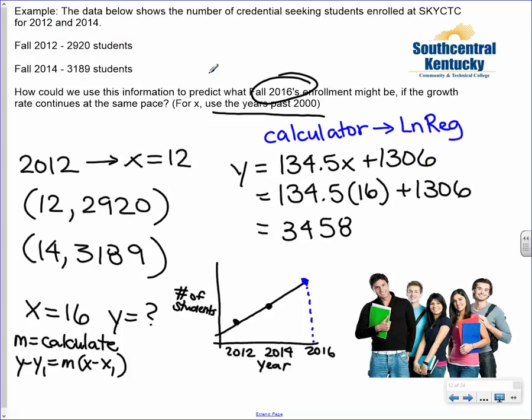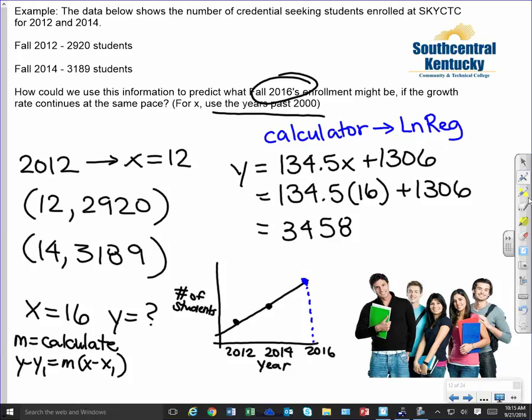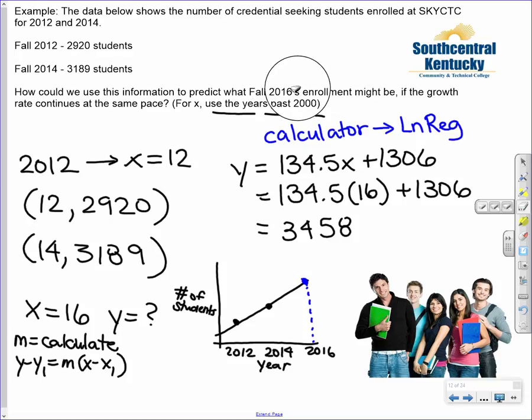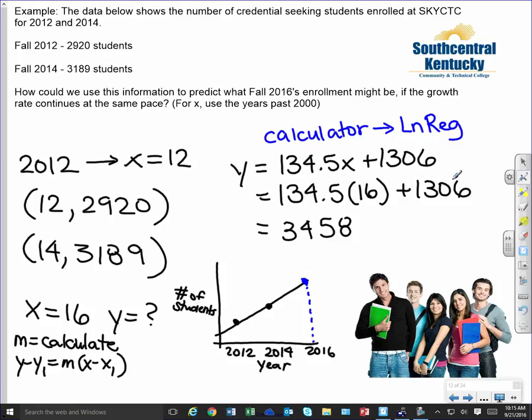The data below shows the number of credential seeking students enrolled at SkyCTC for 2012 and 2014. So in 2012, we had 2,920 students. In 2014, we had 3,189 students. How could we use this information to predict what fall 2016's enrollment might be if the growth rate continues at the same pace? For X, we're going to use the years past 2000.